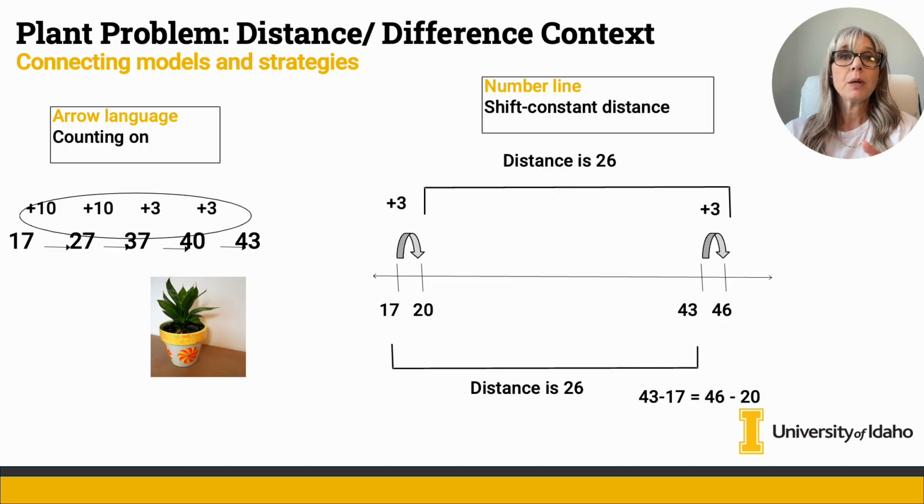First, we see on this one the arrow language model showing jumping from 17 to 43. Notice that the answer to the problem, 26, is the total in jumps, 10 plus 10 plus 3 plus 3. If needed, take a moment to compare between this arrow language model and the one on slide 21. Because we are looking at distance between two numbers, here we can shift the numbers to ones that are more easily operated with as long as that distance stays the same. This is known as a shift strategy.